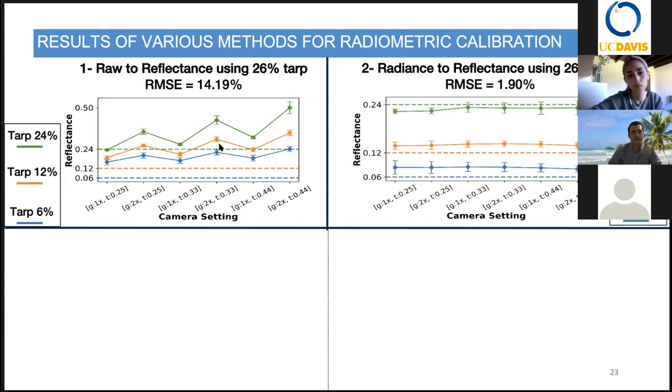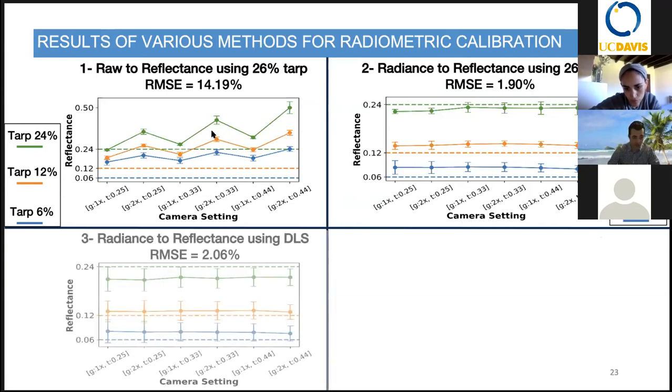But if we first convert them to radiance and then convert them to reflectance, we can see that regardless of what camera setting we have, we always have a similar normalized data set. This is something that we can use confidently in our data processing. This is something that will result in a wrong conclusion. So we should be careful about calibration.